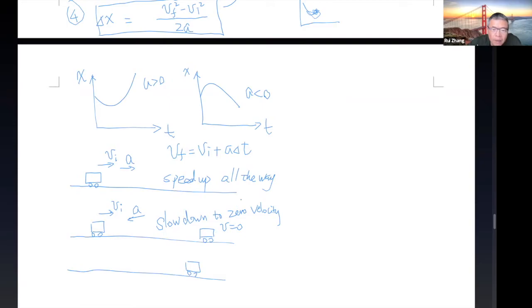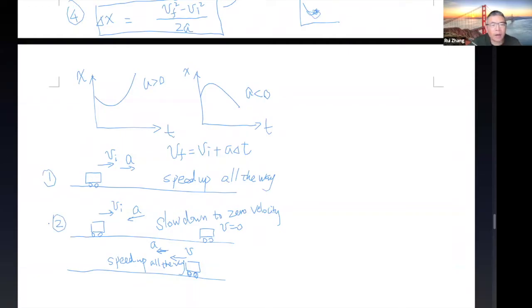So at this time, your velocity becomes zero. After that, the acceleration is still negative, so you're going to get a negative number for the velocity. So this thing is going to start going back. How does the speed change when it goes backward? Because you have acceleration going in this direction, and velocity going in this direction as well, it's actually going to speed up going backward. And it's going to speed up all the way. So this is our first case, and this is our second case.